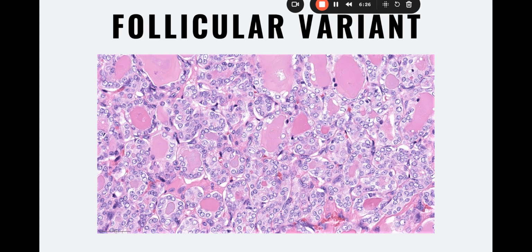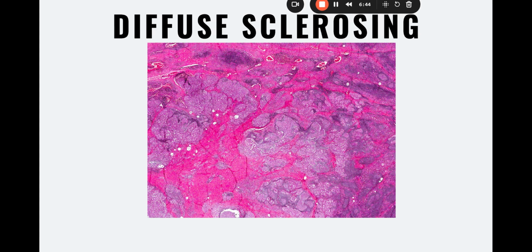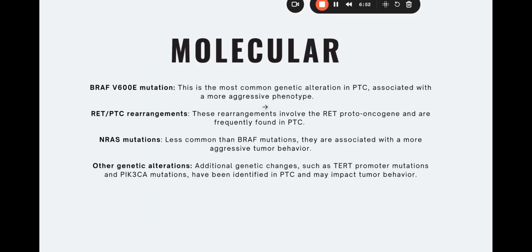Follicular variant, of course, is going to have a follicular orientation. But if you look at the cells themselves, they're going to have prominent nucleoli, and then also you can see some grooves, and it doesn't look as neat and tidy as a normal follicle, which we saw in the first slide. And then diffuse sclerosing subtype, so there's just going to be a lot of sclerosis in between the cancer cells.